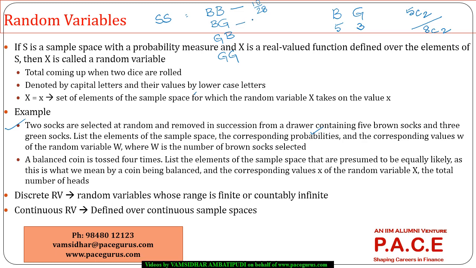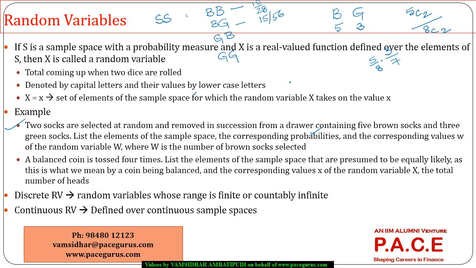Then what about the first one being brown and the second one being green? The first one being brown, I am picking it in 5 by 8 ways. The second one being green, now there are only 7 things that are left. Out of these 7, 3 greens are still there, so 3 by 7, making it 15 by 56.